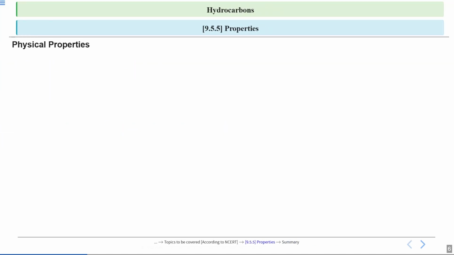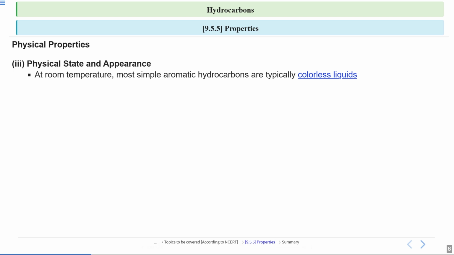Continuing with the study of hydrocarbons' physical properties, next is physical state and appearance. This means whether they are solid, liquid or gas at room temperature and what they look like to the naked eye. Understanding this helps us identify them in real life. Notice that most simple aromatic hydrocarbons are colorless liquids at room temperature. For example, benzene is a common aromatic hydrocarbon and it is a clear colorless liquid.